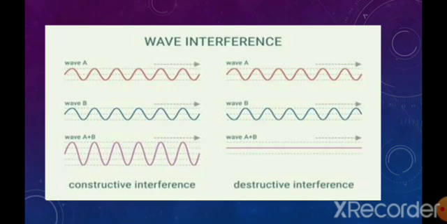In destructive interference, wave A and wave B are also traveling in the same direction with the same frequency, but the phase difference is pi by 2. So when they are superimposed, the resultant amplitude will be 0. Destructive interference results in the formation of dark fringes.